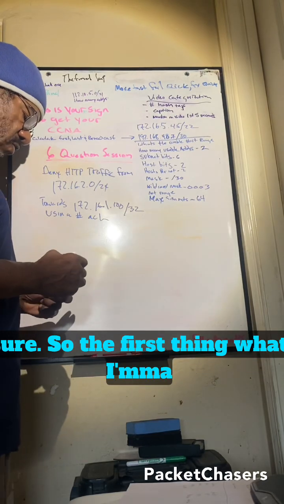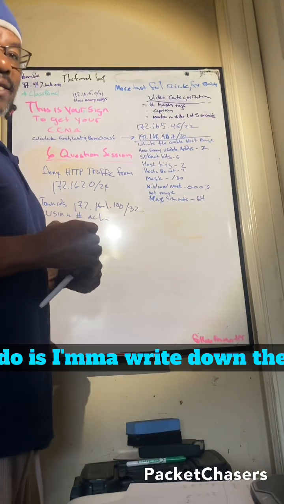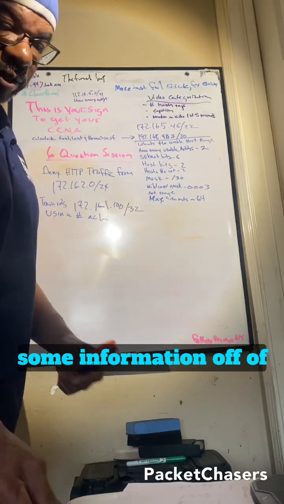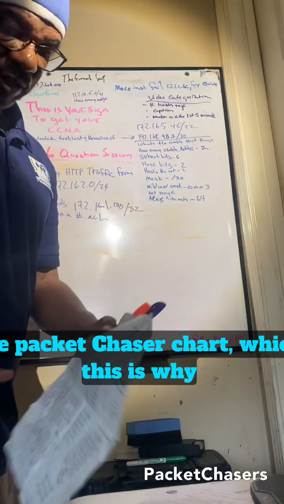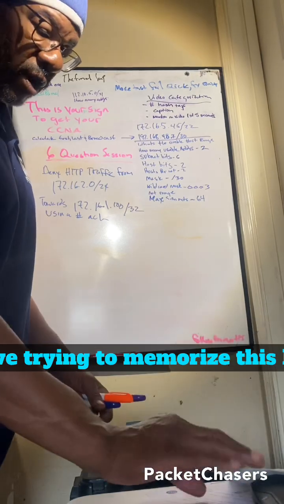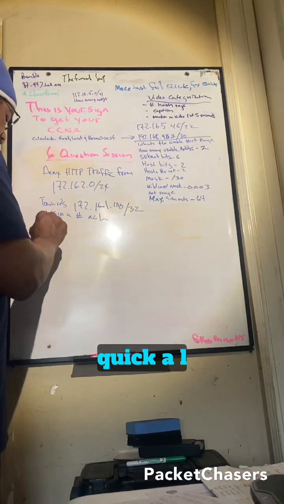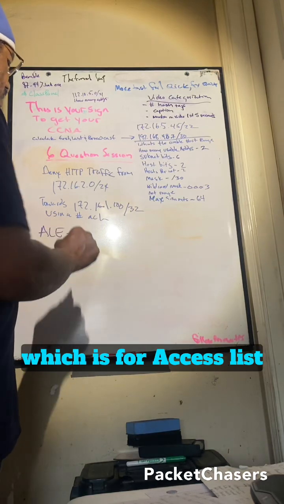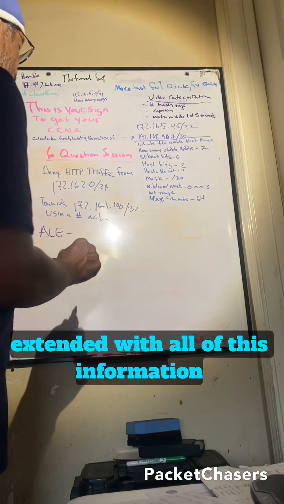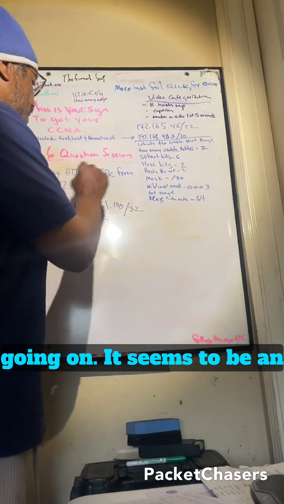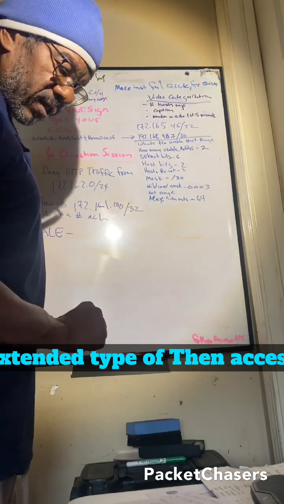So for the first thing, I'm going to write down the packet chaser chart. I'm going to write some information off of the packet chaser chart, which is why we're trying to memorize this, family. So I'm going to write this down real quick. ALE, which is for access list extended. With all of this information going on, it seems to be an extended type of access list.